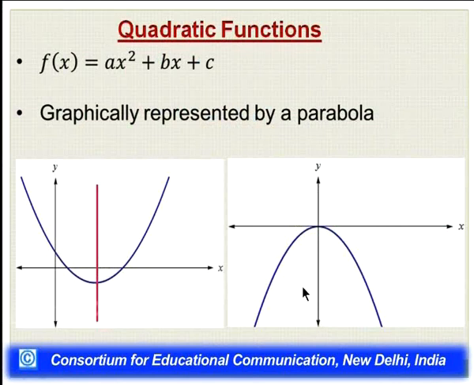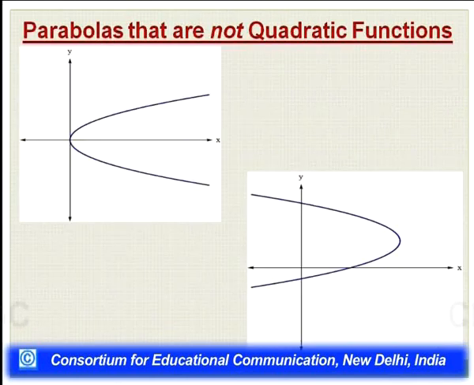So these two kinds of parabolas are those which represent quadratic functions, either a U-shaped parabola that opens upwards, or an inverted U-shaped parabola that opens downwards. Now you may be thinking that graphically parabolas could also be parabolas where the axis of symmetry is horizontal.